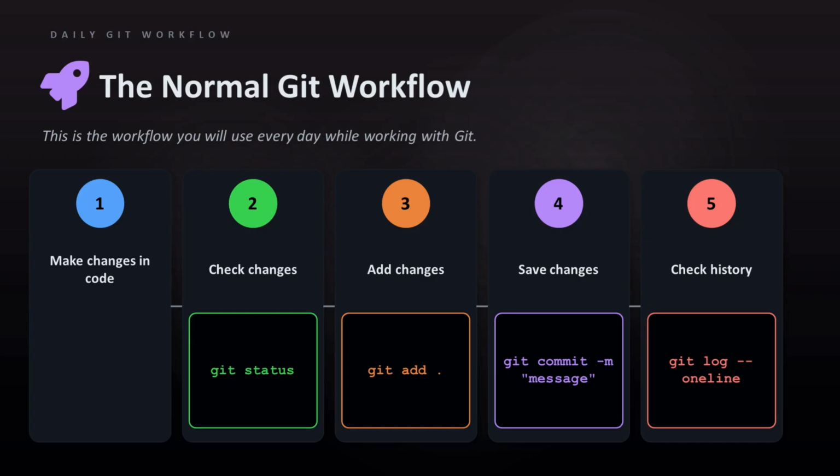So, the normal Git workflow is: first, make changes in code. Second, check changes using the git status command. Third, add changes. For this, we will use git add and then dot. The next step is to save changes using the command git commit -m and our message. Then next, to check history, we will use git log --oneline. This is the workflow you will use every day while working with Git.